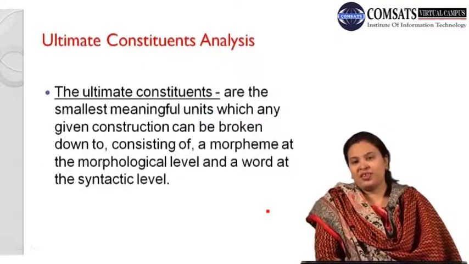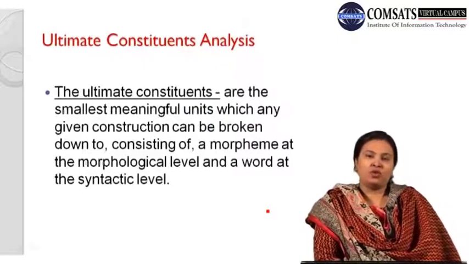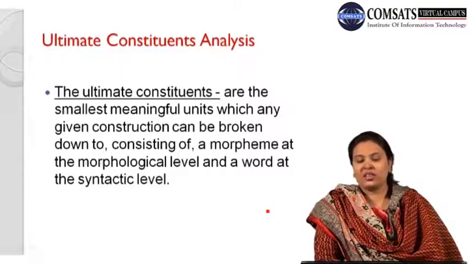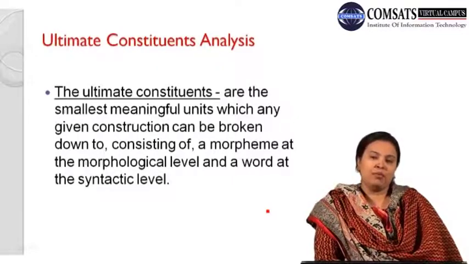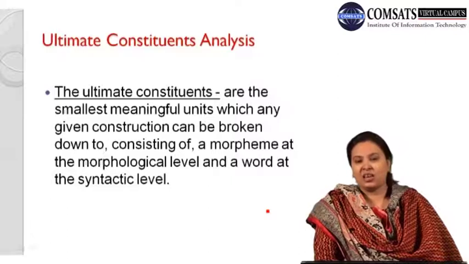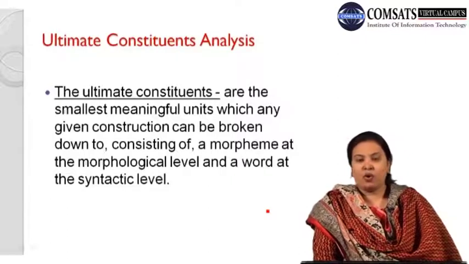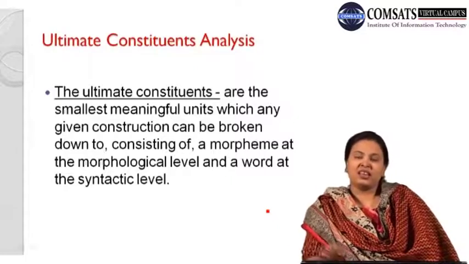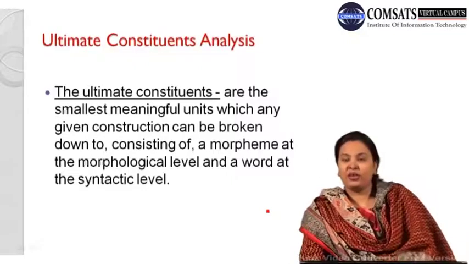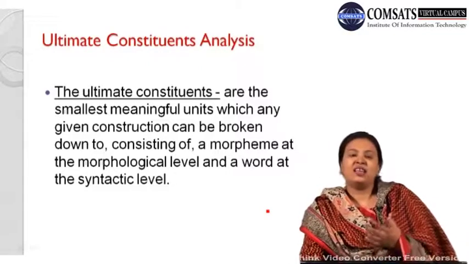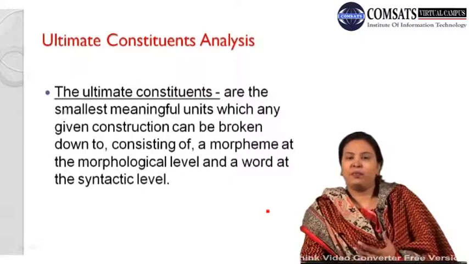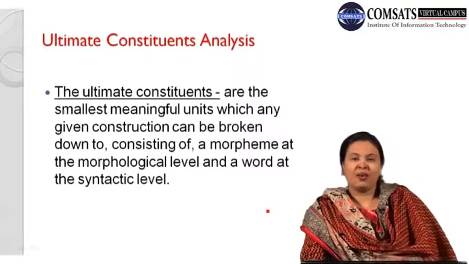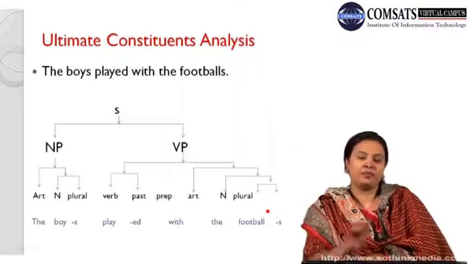The ultimate constituents, because ultimate constituent analysis talks about ultimate constituents. So what are these? These are the smallest meaningful units which any given construction can be broken down to, consisting of a morpheme at the morphological level and a word at a syntactic level. At a syntactic level analysis, you divide a word into morphemes to get the least possible part, the final part of a sentence. Now I would make it clear with the help of this example.